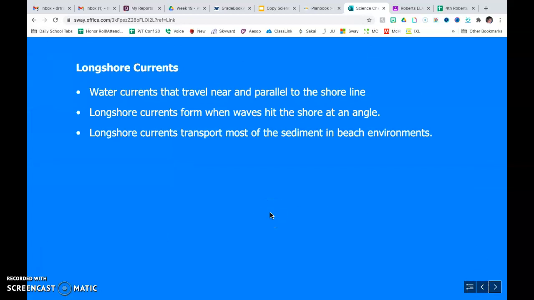But you want to swim not directly to the shore, but at an angle. You want to follow the longshore current, and it will eventually bring you back into shore. So again, if you get caught by the undertow, which I pray you never do, but if you do, don't panic, number one.